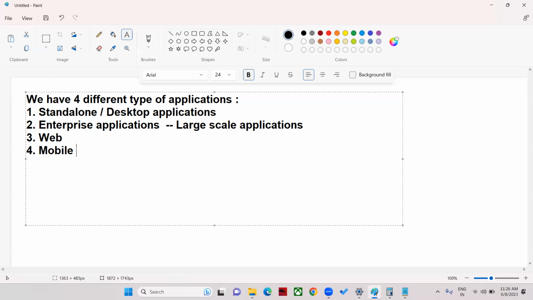So generally websites are basically built using, see, in Java, let me tell you one thing. In Java, we have one textbook called Java Standard Edition.